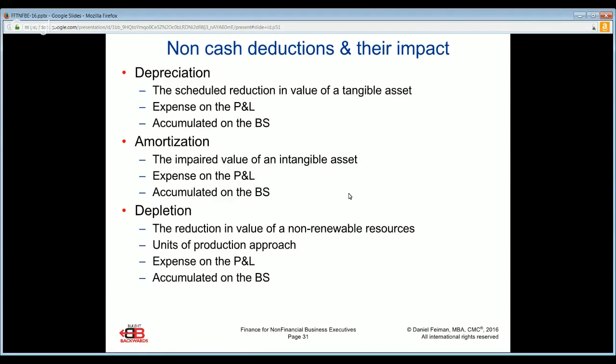Amortization is much less common. Amortization is the way we recapture or recover our investment in an intangible asset. Patent, trademark, covenant not to compete, customer list, etc. There may be a particular process that we acquire from another organization. We paid $1 million for it. We don't know how long that's going to add value.